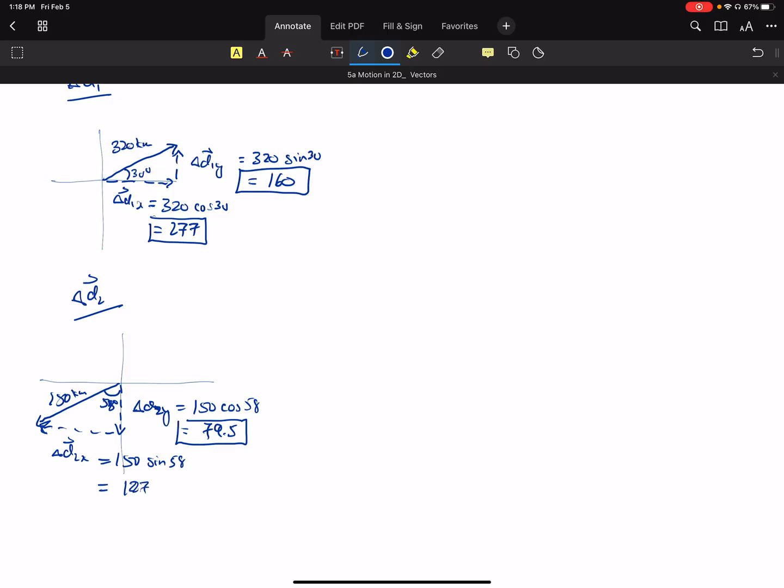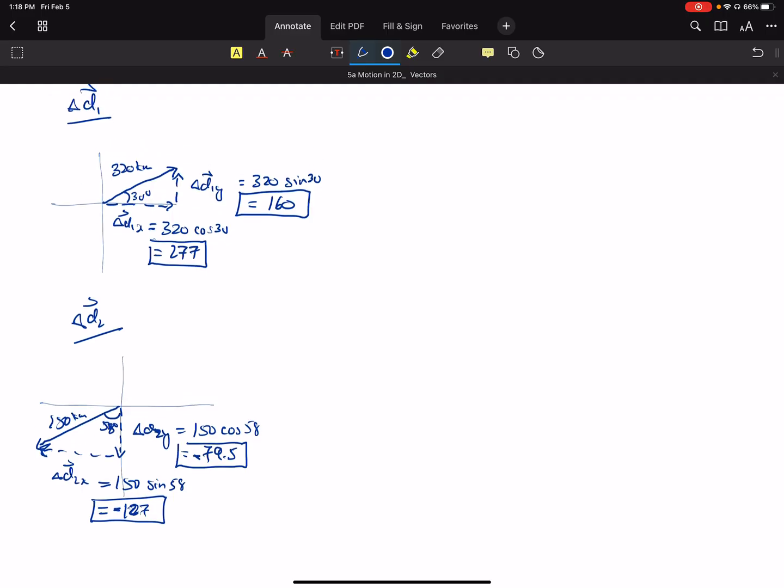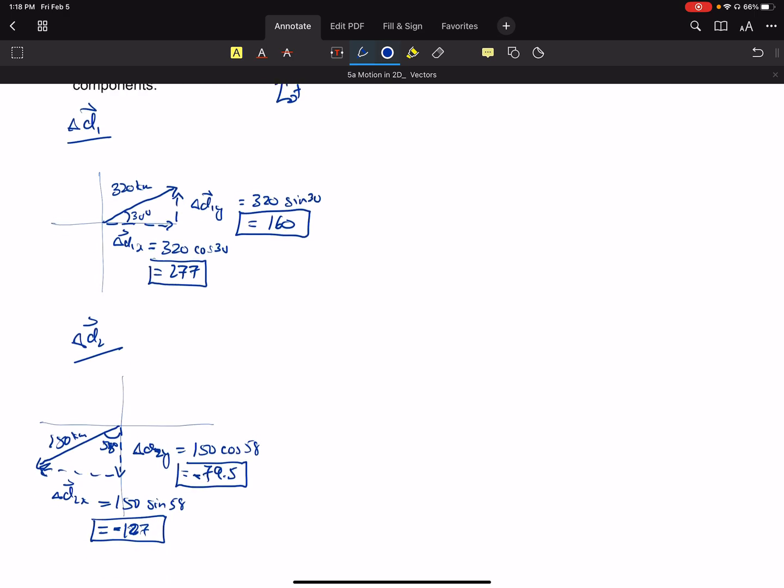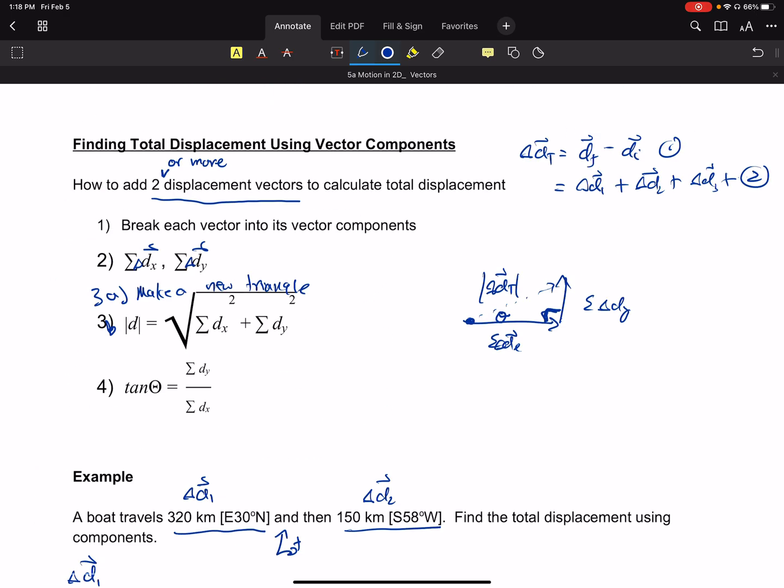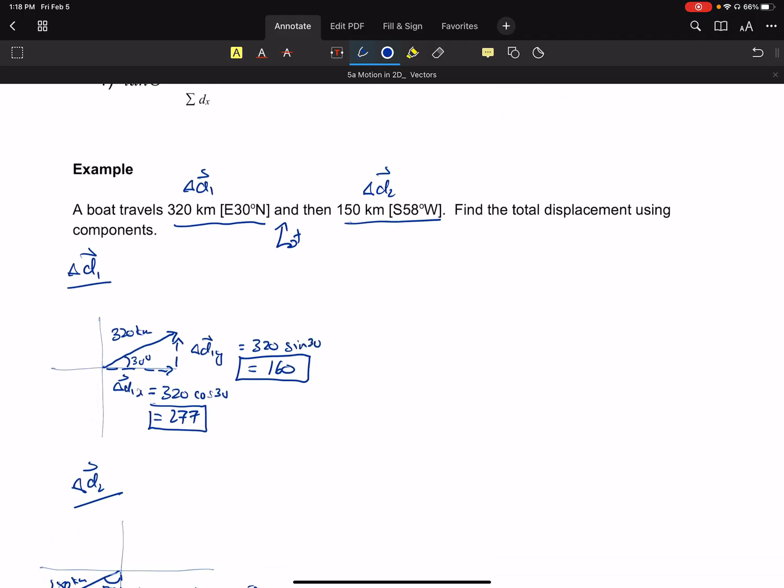And 127. Okay. Now it's down, so down is negative in our case, and then to the left is negative. So these are negative numbers, just for our direction purposes. So that's step one, break everything down into its components. Step two is do the summations.